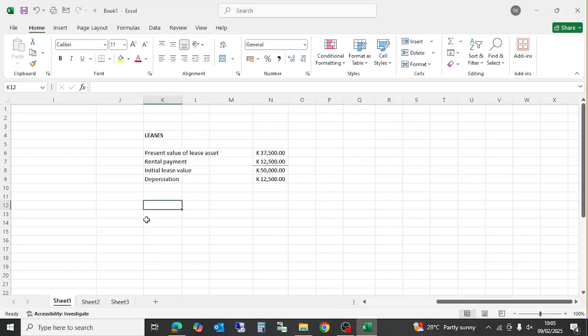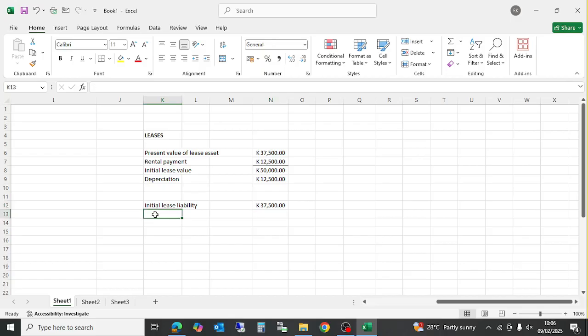What we do is we bring in the initial lease liability. The initial lease liability is 37,500, because that's the present value as at 1st April 2022. The original value was 50,000, but currently it's at 37,500.